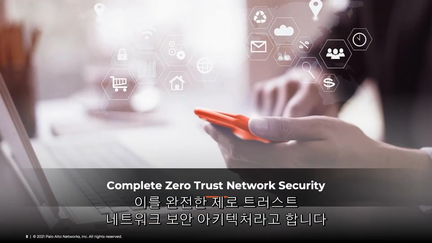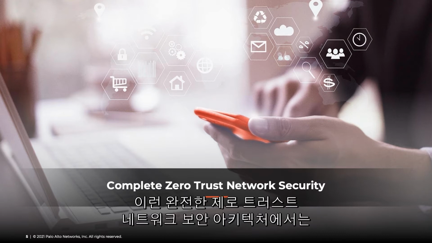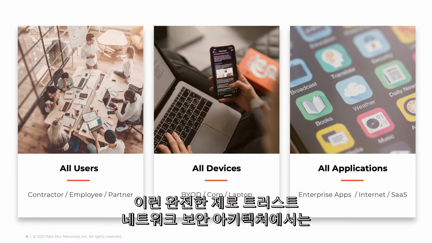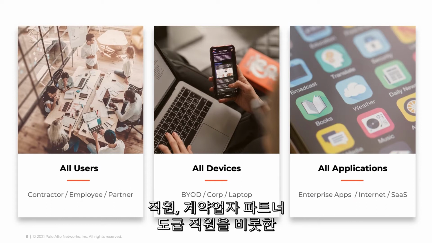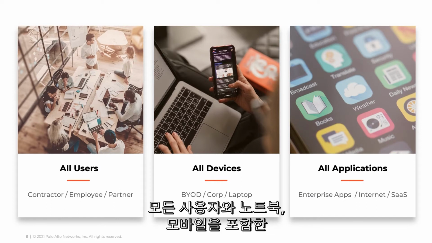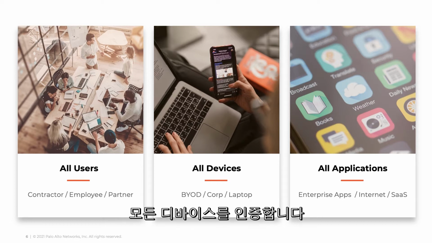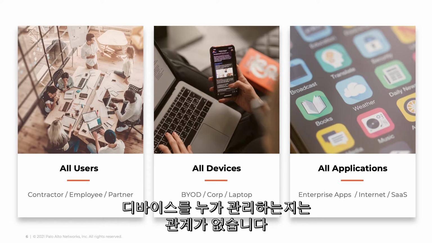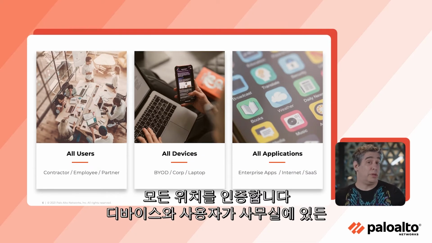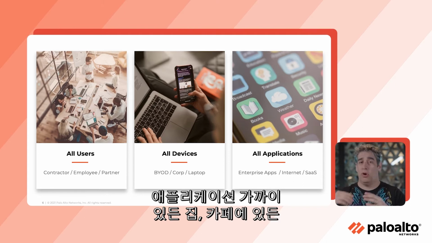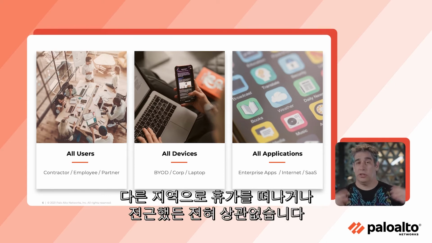We call that a complete zero trust network security architecture. In this complete zero trust network security architecture, we want to take all users, whether they are our employees, contractors, or they work for our partners, whatever; all devices, laptops, mobile devices, devices that are under our control or not under our control, whatever; all locations, whether the device and the user are in our office, locally, close to the application, at home, at a coffee shop, vacationing or relocating to the other side of the planet, and so on.